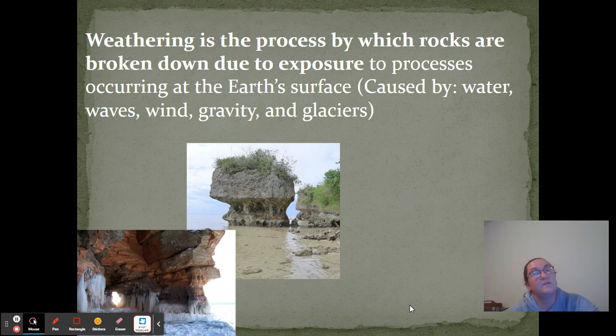Weathering is the process in which rocks are broken down due to exposure by causes occurring at the Earth's surface. So either by water, waves, wind, gravity, or glaciers. And all of these, as you can see, are created by wind, waves, and water.